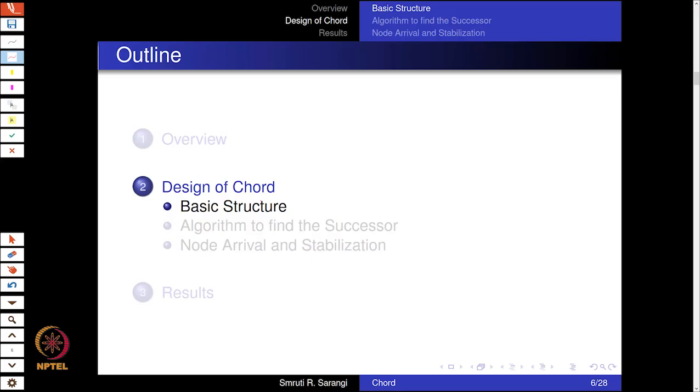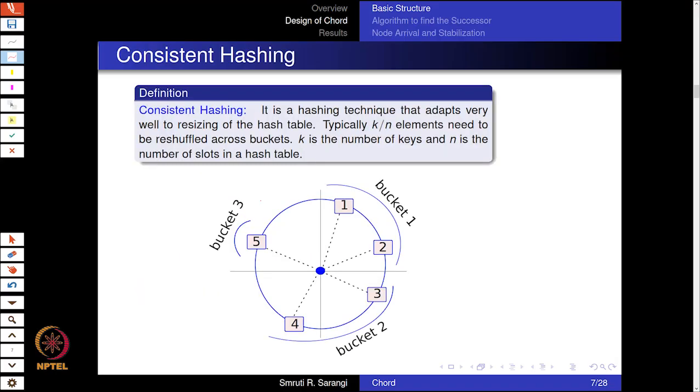The design of Chord: we will take a look at the basic structure. The key idea of Chord is called consistent hashing. It is a hashing technique that adapts very well to resizing the hash table. So what is the key idea? It is that typically only k by n elements need to be reshuffled across buckets.